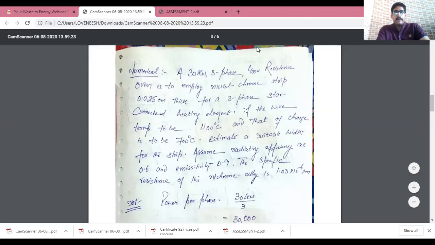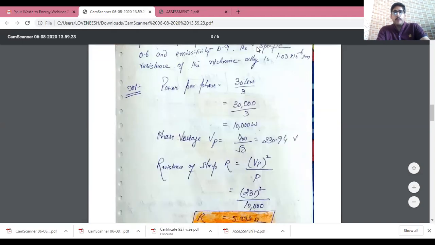Now here the power is given as 30 kW, and since this is a 3-phase power, first of all we have to convert it into per phase power. So simply I can divide it by 3. You have 30 kW, that means 30,000 divided by 3, which is equal to 1000 watt. That means power per phase will be equal to 1000 watt.